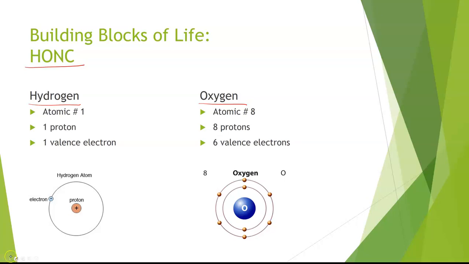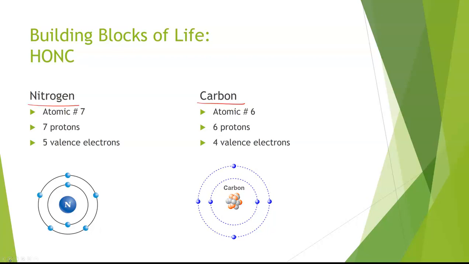The other 2 that we need to talk about are nitrogen and carbon. Nitrogen we won't talk about quite as often. We will talk about nitrogen in a few minutes, though, when we talk about functional groups. But for now, it has an atomic number of 7, so it has 5 valence shell electrons. So that means it has 3 empty spots for electrons.